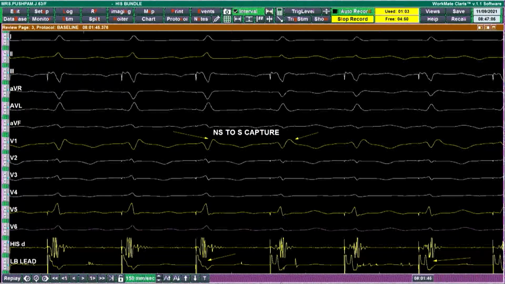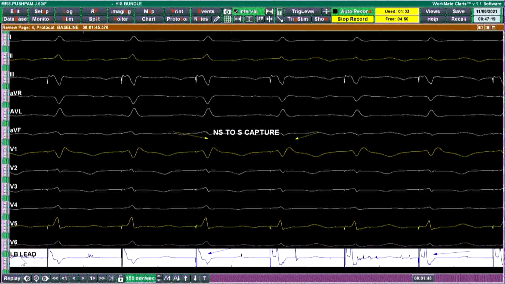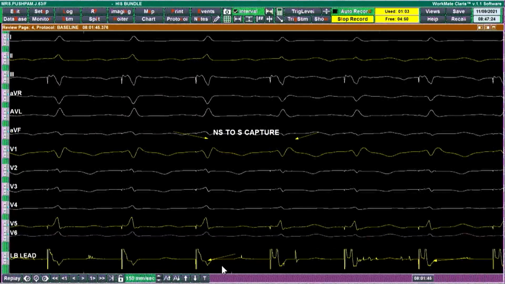Can you ask someone to use your pointer there? Yeah, please, William, just show your cursor. Can you elevate the last panel where it says LB lead? Yeah, the LB lead electrogram. Look at those complexes, it's all negative QS, and suddenly it becomes positive. Just increase it.